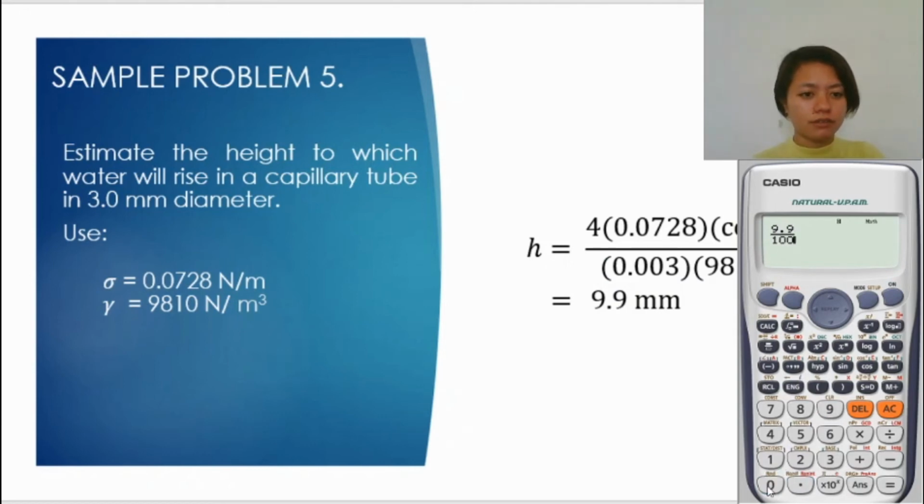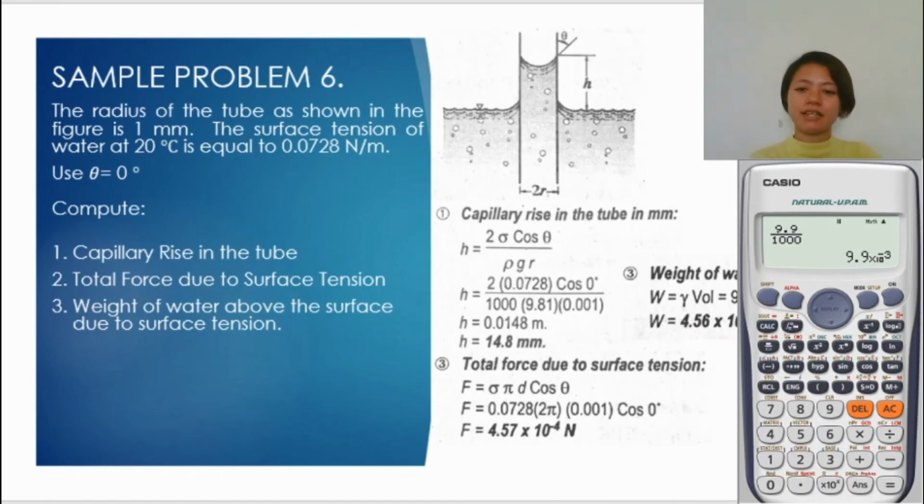over 1,000. So it becomes 9.9 times 10 to the negative 3. So it's easy, guys: input into the formula, then keep consistency in your units, then conversion. Last sample problem. Yay!